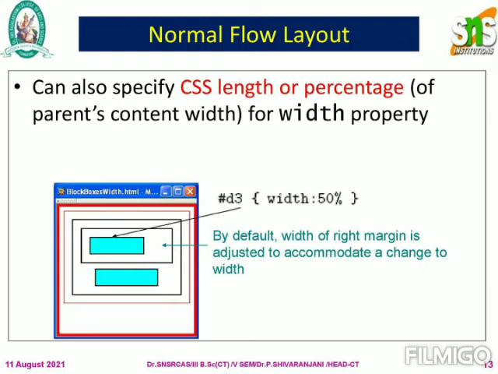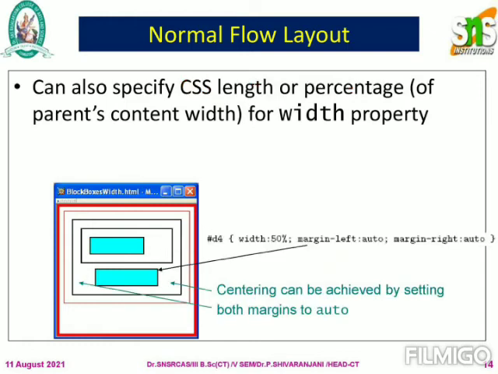So the next one, the normal flow layout. You can also specify a CSS length or a percentage of the parent content width for the width property. So now I have defined the width for the particular box as 50%. The width of the right margin is adjusted to accommodate the change to the width. Similarly, you can also center the box by setting both margins to auto. If you want the box to be centered, you can set both the left margin and the right margin as auto. In such a case, it will be centered.